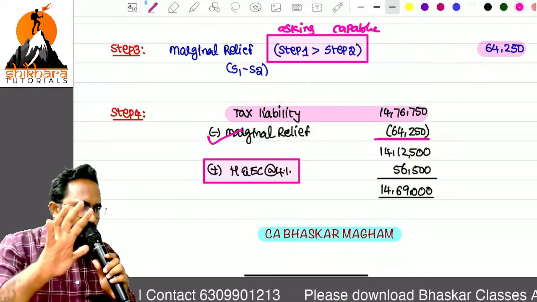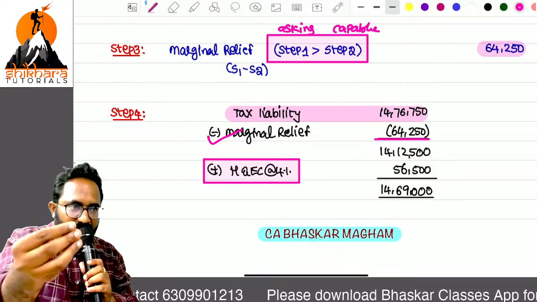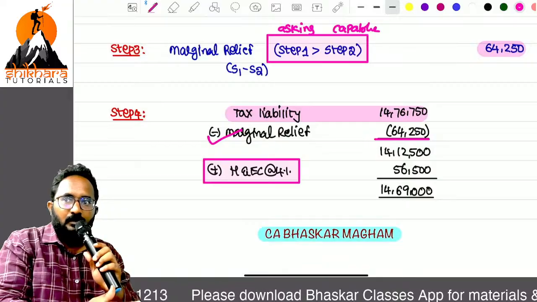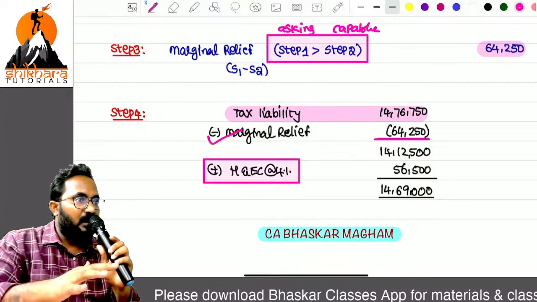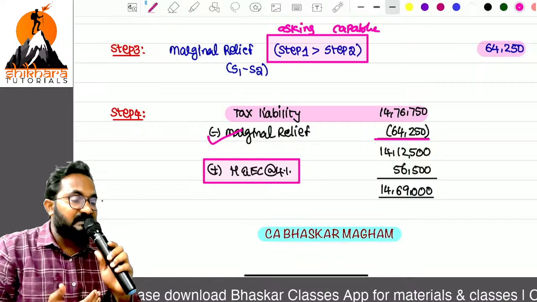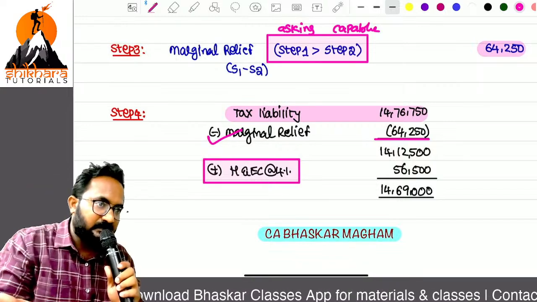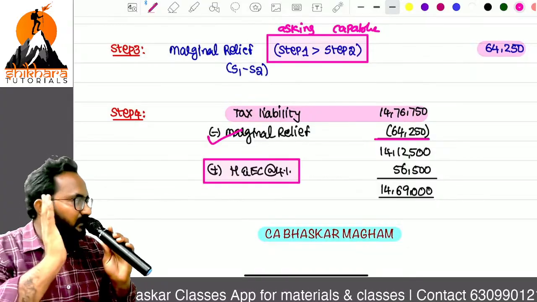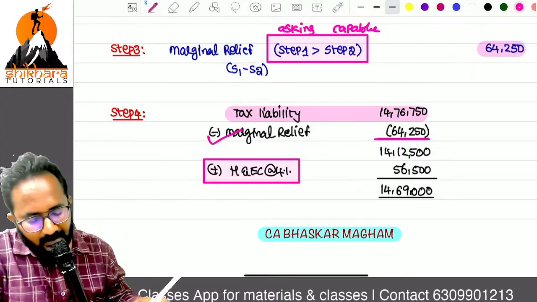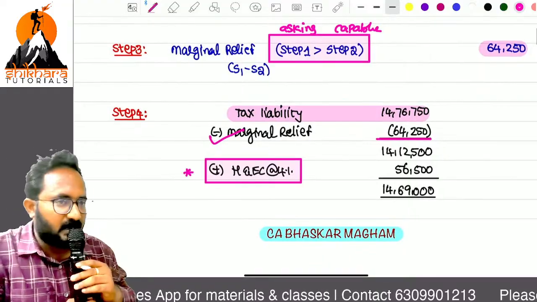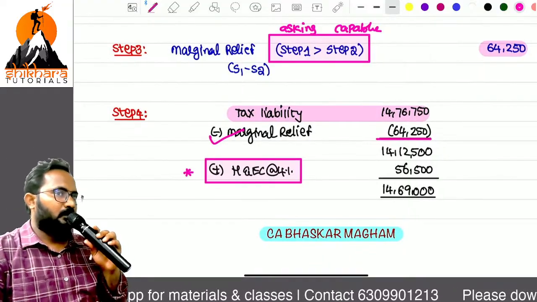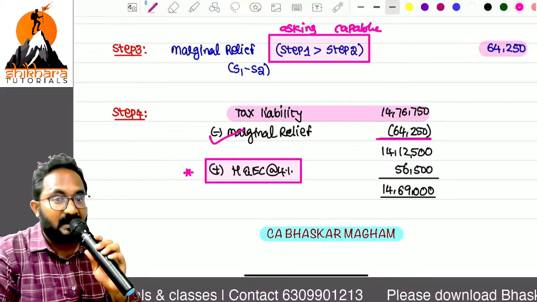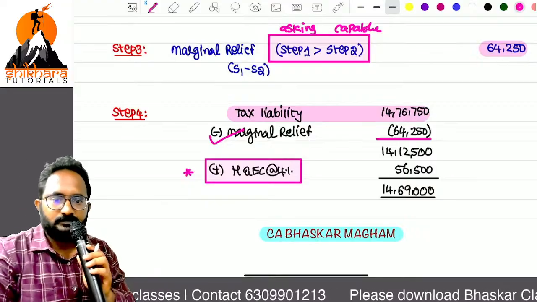Why here is the marginal relief given? Because of the surcharge levy. In some cases our additional income is less than the additional tax. So now the last step: if you forget it, your entire answer will be wrong. If you are solving MCQs and you do not add the health and education cess in the last step, your answer will be wrong. Clear up to now?